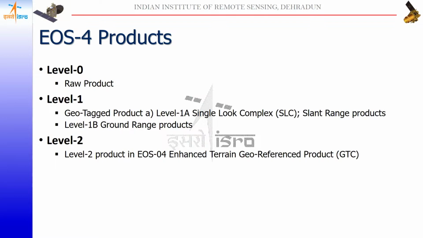And for the level of product, it has three levels. We have the raw product, we have level 1, which is called the slant range product, and the level 2 product, which is called the terrain corrected product.